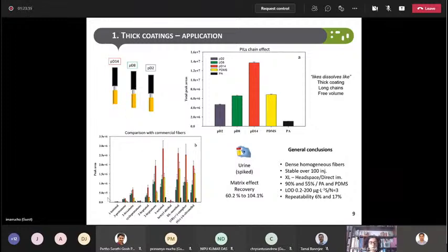So these were very interesting results. We did more than 100 injections with the same fiber. So we sorbed and desorbed more than 100 times. And the fibers are very reliable, with a repeatability between 6 and 17%, which is normal for these types of fibers.